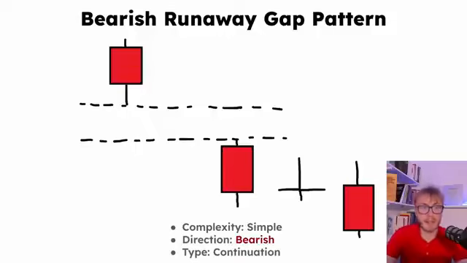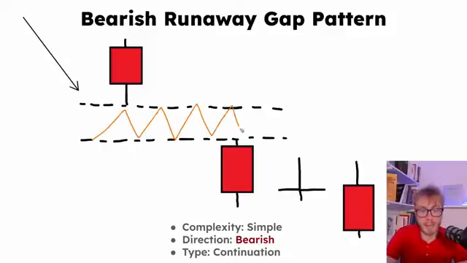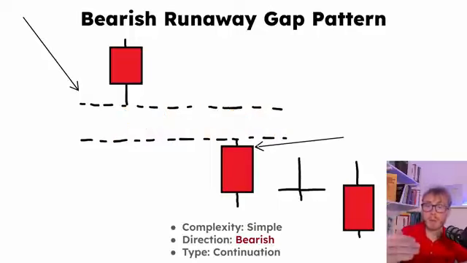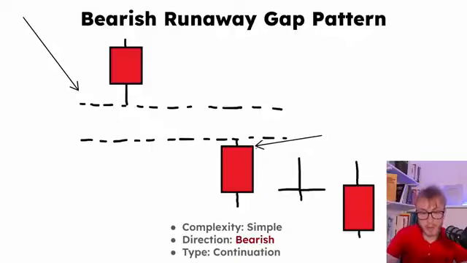So to identify the pattern, we need to first see a downtrend. What we then want to identify is a true gap. So remember, a true gap is when we have space in between two candles where not even the wicks are touching. This pattern confirms already at the open of the candlestick after the gap. So this pattern is confirmed already at this point, and it indicates a continuation to the downside.